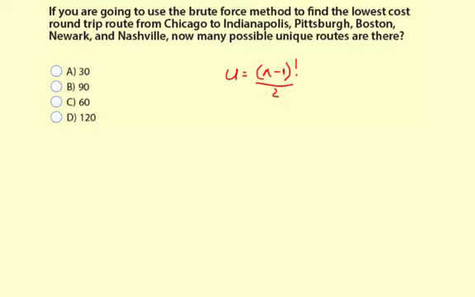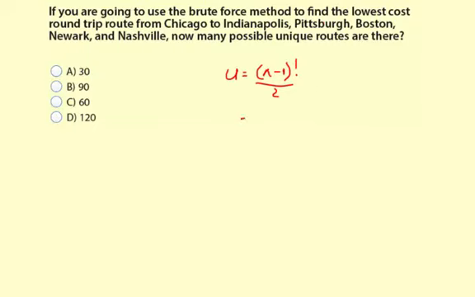And that n is the number of destinations. So all you need to know is the number of destinations. You can apply this formula and then figure out the number of unique routes. So how many destinations are there? 1, 2, 3, 4, 5, 6.